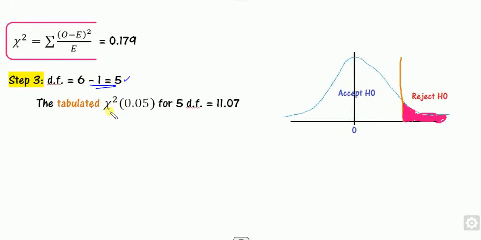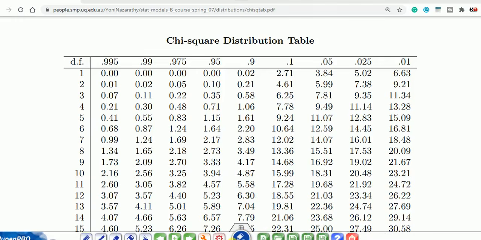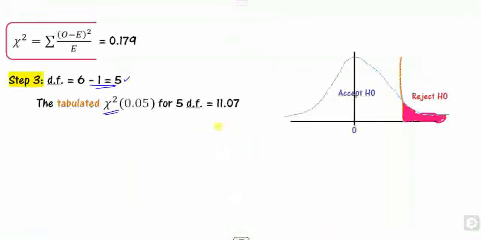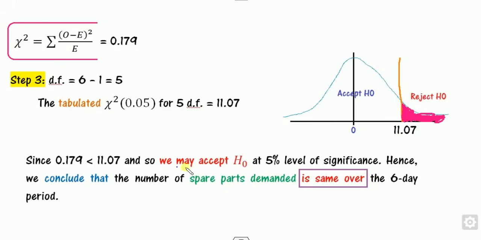So you need the tabulated value at 5 and 0.05. So look at that, this is 5, this is 0.05, 11.07. So this number is my 11.07. So look at that, where this value lies, it lies here. So it means this is accepted. So we may accept the H naught. Hence we conclude that it is the same over the 6-day period.